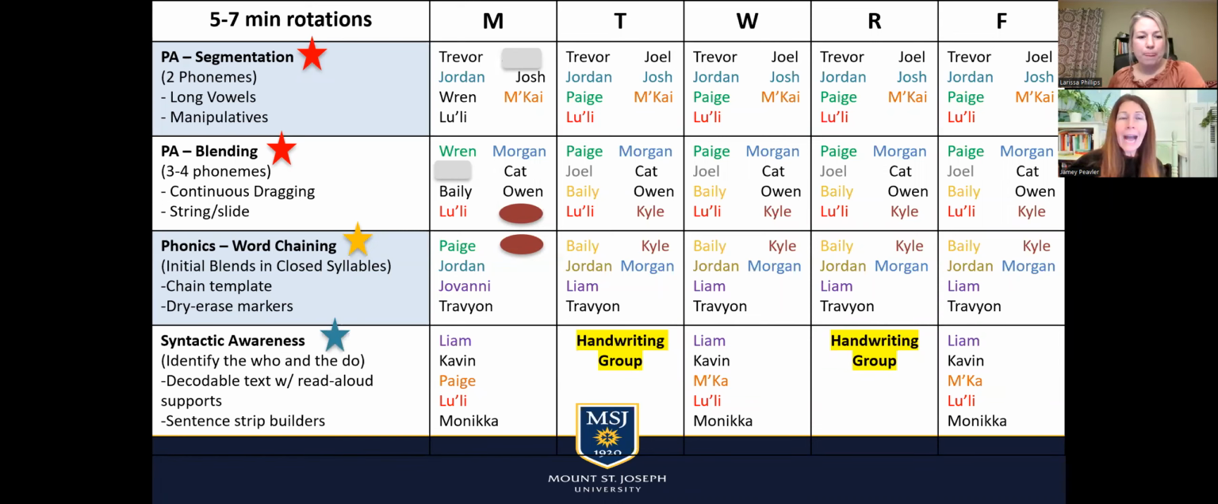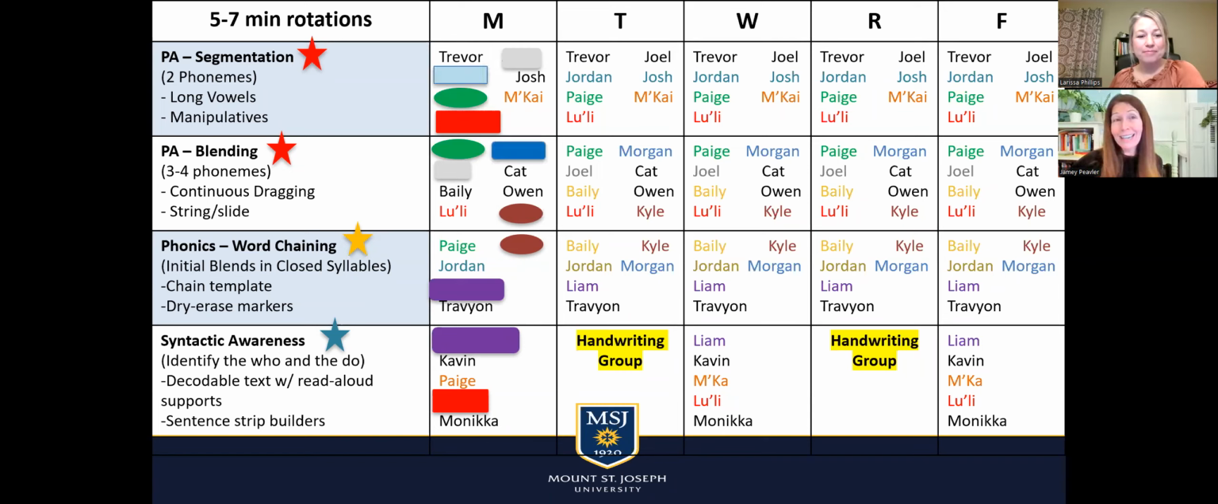So what I would point out is that some of these students, and I color blocked it so you could see, appear in multiple groups. I love that. That's because I know that they have more than one skill need. And so by sharing these small groups, these groups are fluid and flexible.